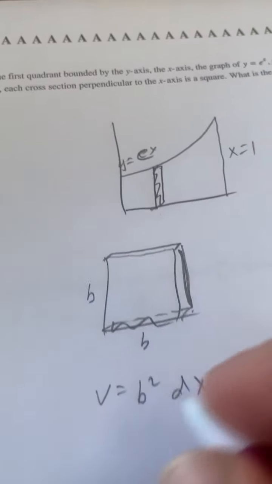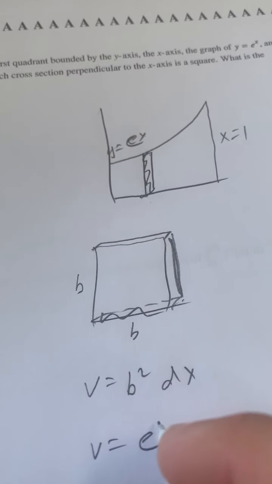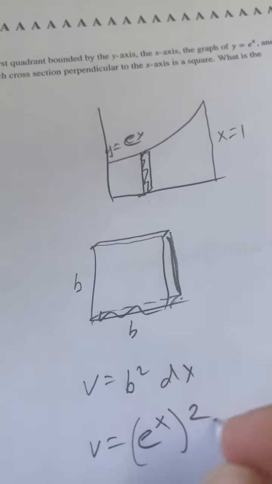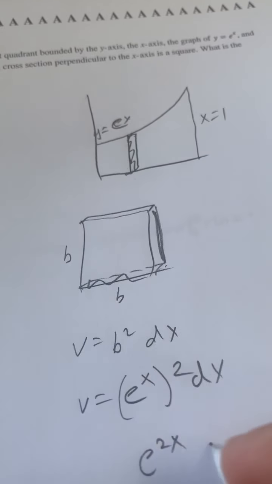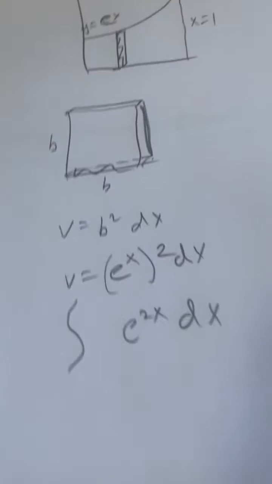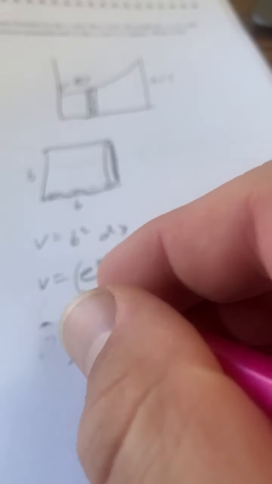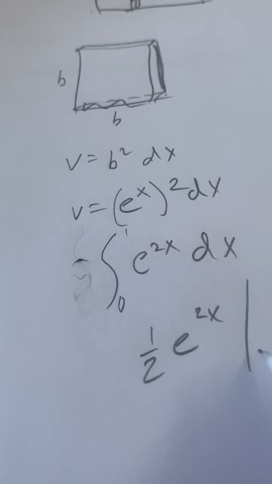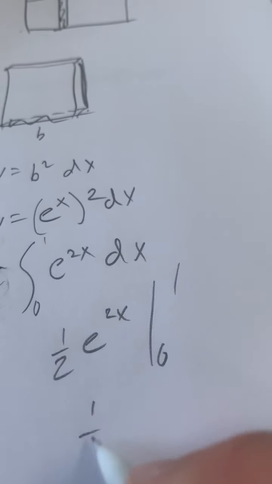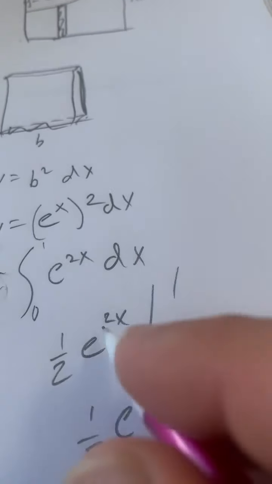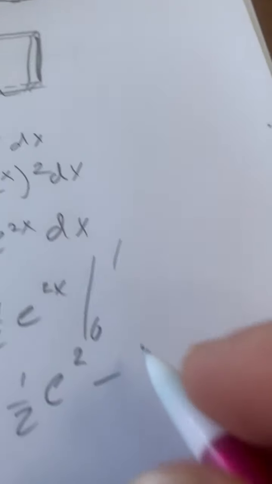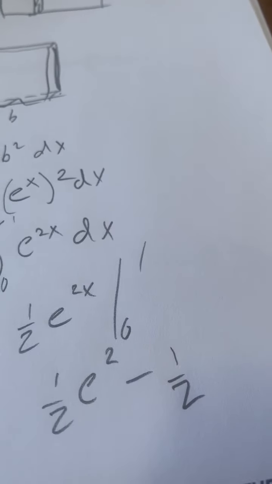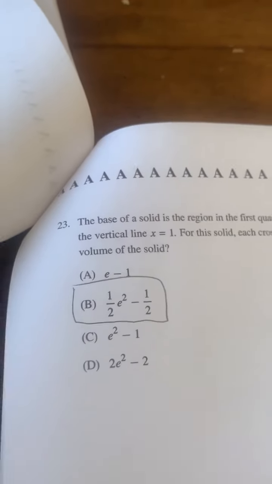So I've got to find the base. The base is e to the x, so I get volume equals the integral of e to the x squared dx, which is e to the 2x dx. I've got to integrate that. So I got e to the 2x, and we're going from 0 to 1. The antiderivative of e to the 2x would be 1/2 e to the 2x. From 0 to 1, I plug a 1 in, I get 1/2 e squared. Plug a 0 in, and I get 1/2 times e to the 0, which is 1, so just 1/2. And I end up getting B.